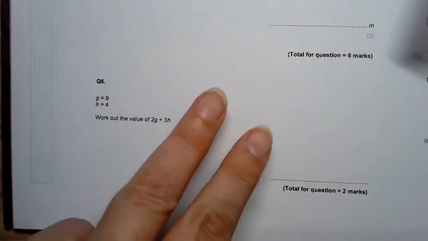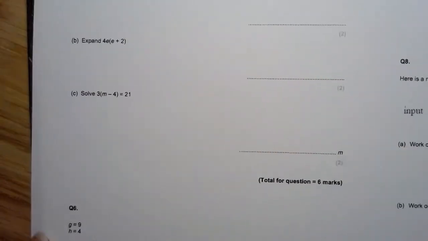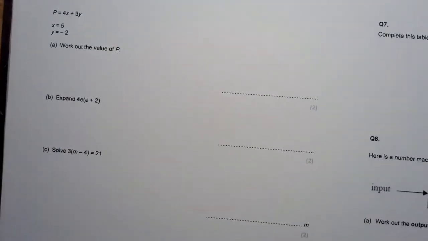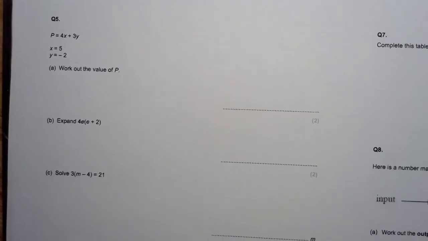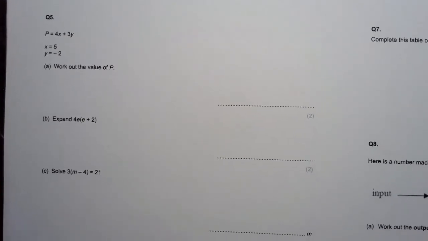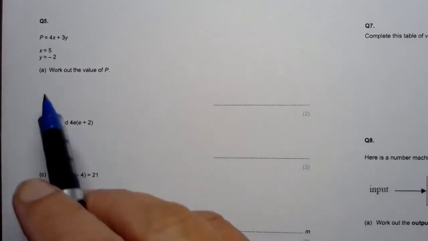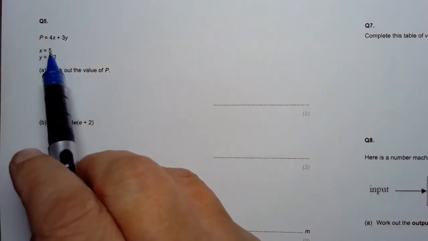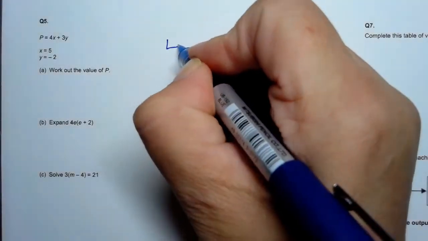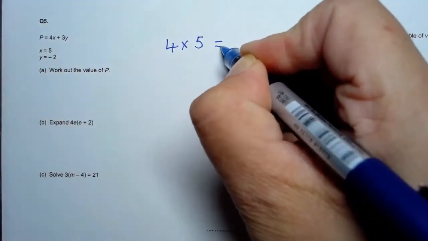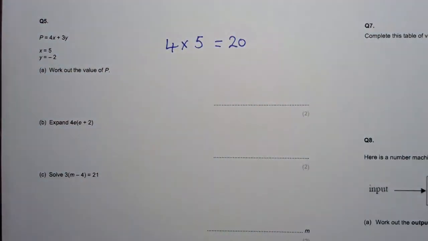Okay, on to question 5. Question 5 is on substitution. We are asked to work out the value of p when we've been given values of x and y. So we know we need to do 4 times x, and that x is 5. So I'm going to do 4 times 5, and that is 20.